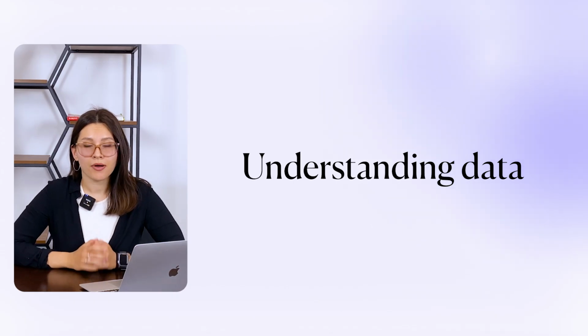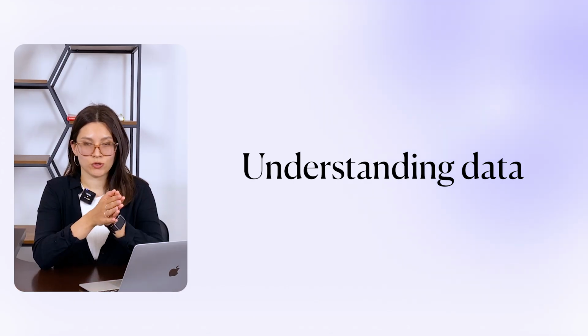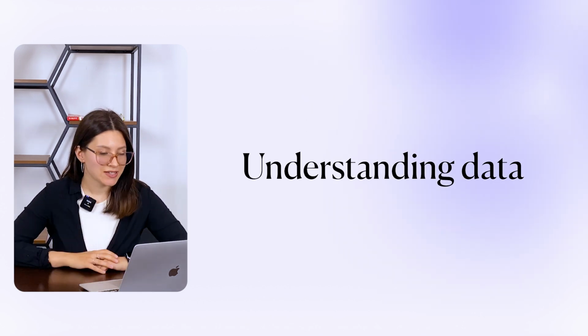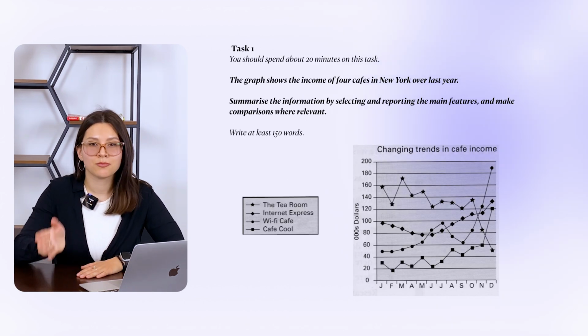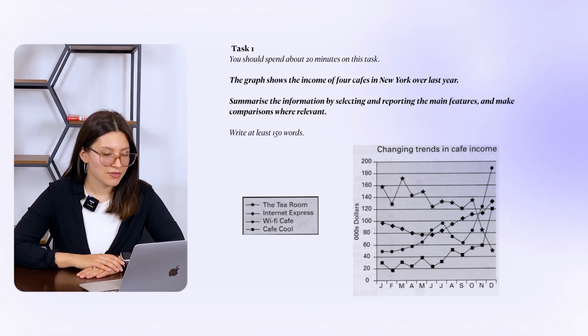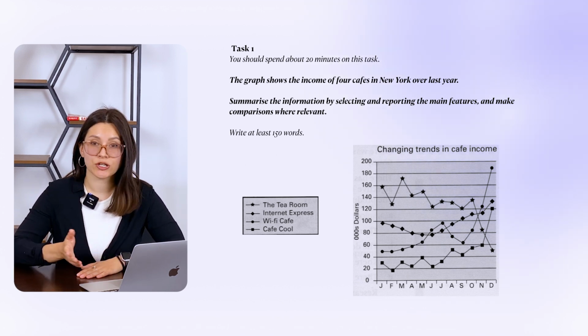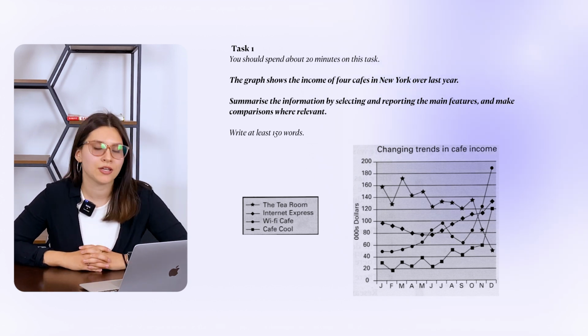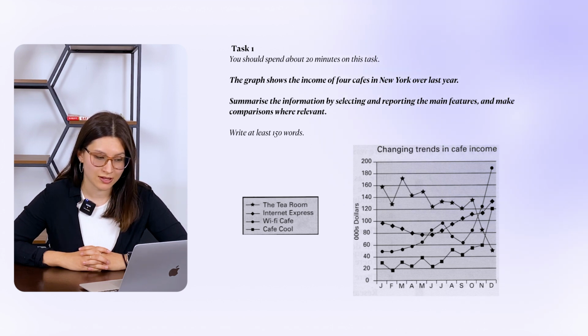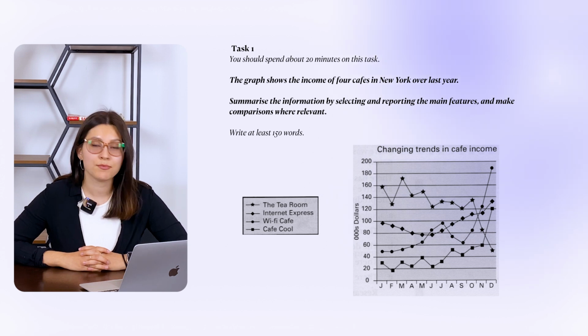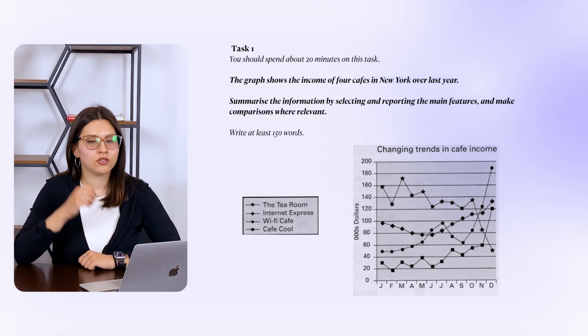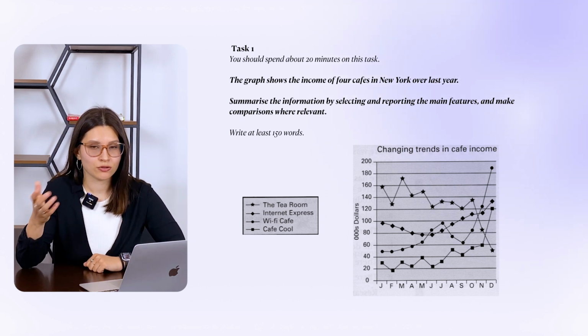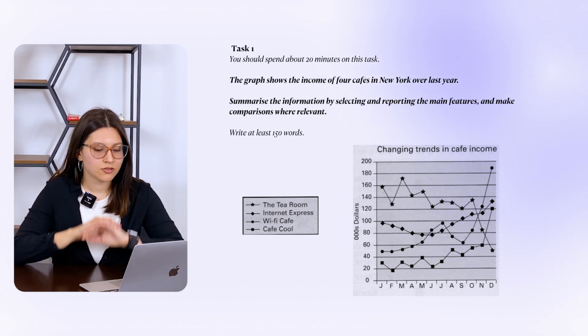The second part of task 1 in this unit is understanding data. Now you can see a line chart, a proper line chart taken from one of the IELTS exams, and there's a question, okay, which sounds like, the graph shows the income of 4 cafes in New York over last year, okay? And your task is to summarize the information by selecting and reporting the main features and make comparisons where relevant, all right? Before you start reporting the data in your task 1, okay, make sure you understand the graph itself.